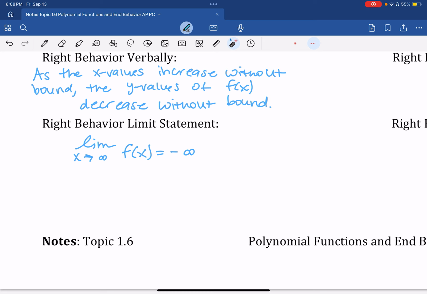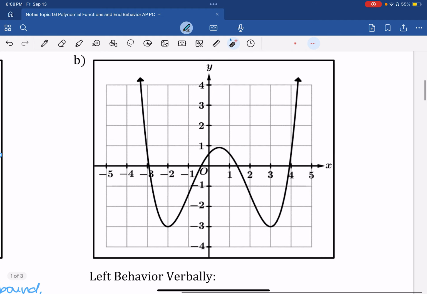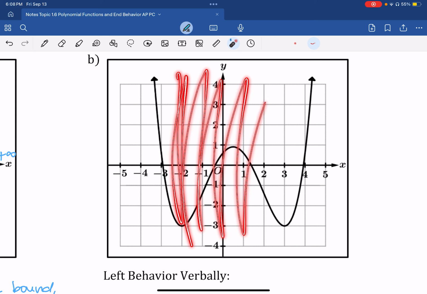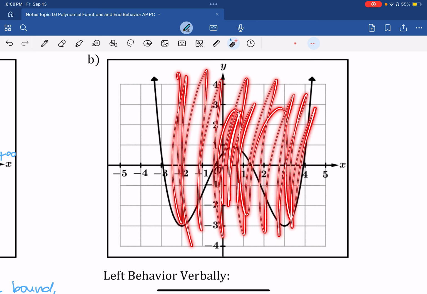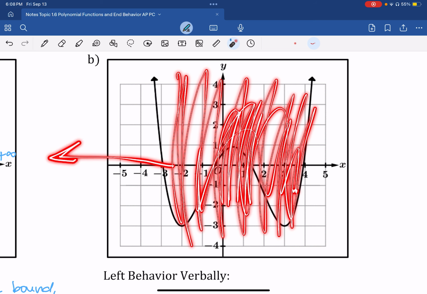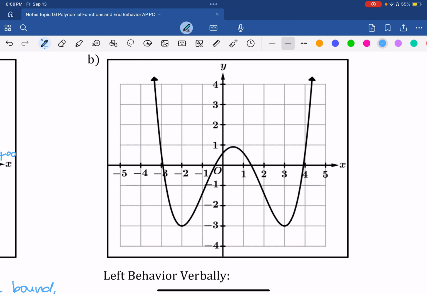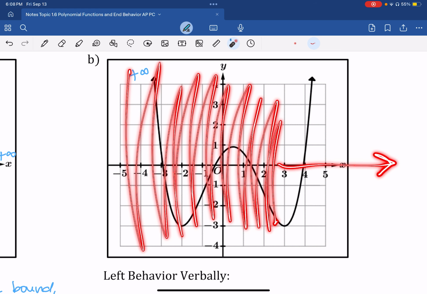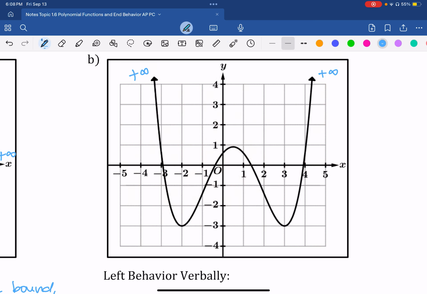Okay, let's try another one. So on the left, you can use your hand to cover this. I'm just going to use my laser. You don't want to see the middle and you don't want to see the right. As I go to the left, I see that my y values go up. So for the left side, I know I'm going up. Now I'm going to do the same thing for the right. Now I'm going to ignore everything on the left and on the middle. As I go all the way to the right, I see that my y values also go up. So both of these go up on the left and the right, okay?